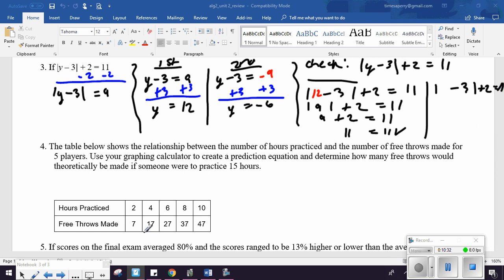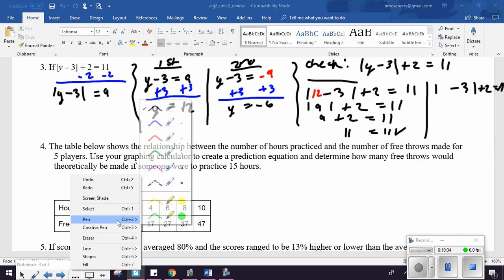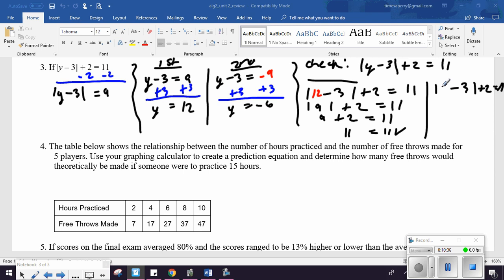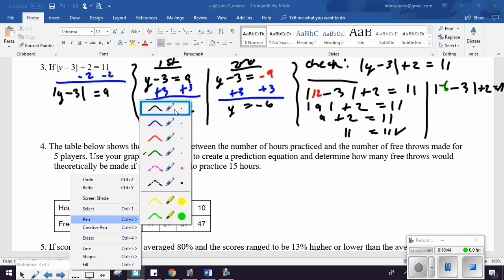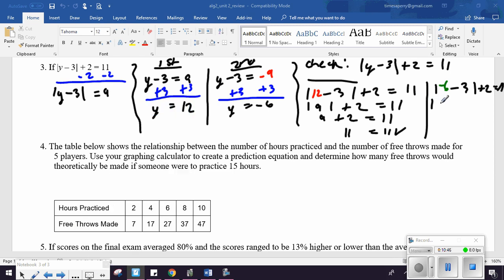That's an 11. Sorry, ran out of space. So we're checking negative 6. Negative 6 minus 3 is a negative 12. Sorry, negative 9. The absolute value of negative 9 is positive 9. And 9 plus 2 is 11.